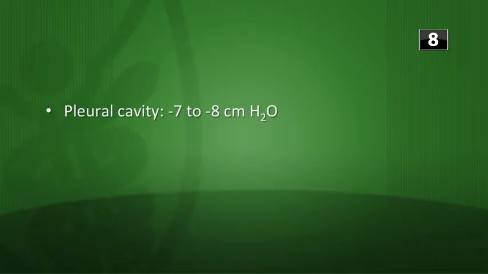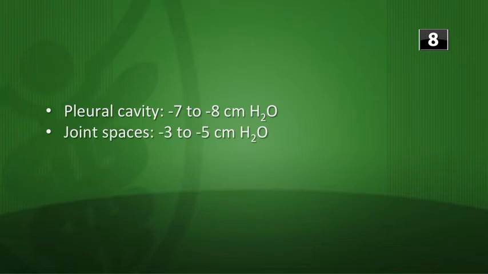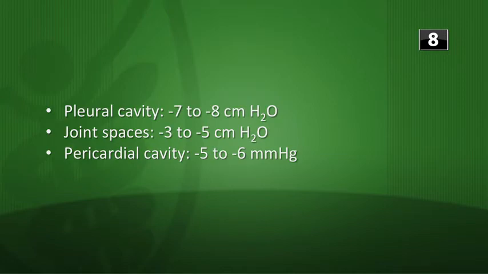Next, what's the pressure in the potential spaces of the body, including the pleural cavity, the joint spaces, and the pericardial cavity? So the hydrostatic pressure in these spaces is actually negative, which is going to facilitate the diffusion of fluid into these spaces. The interstitial fluid hydrostatic pressure of the pleural cavity is normally -7 to -8 centimeters of water. The pressure in the joint spaces is -3 to -5 centimeters of water, and the pressure in the pericardial cavity is -5 to -6 millimeters mercury.